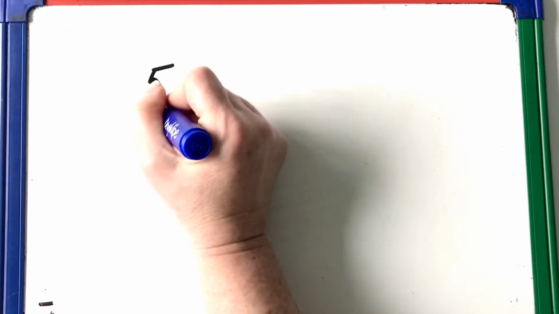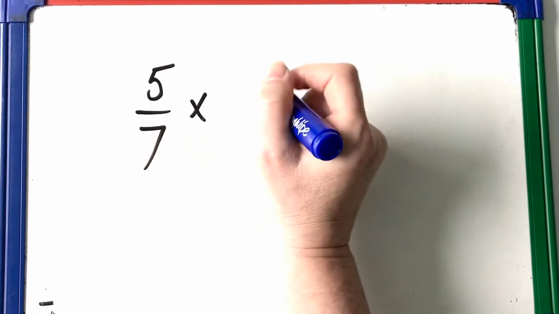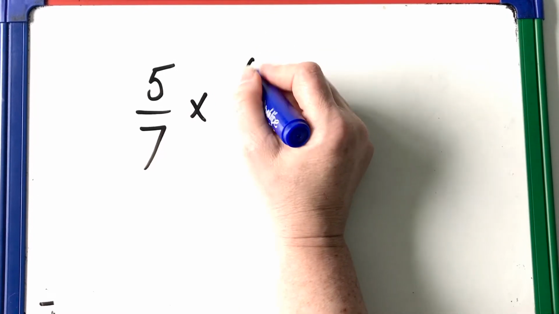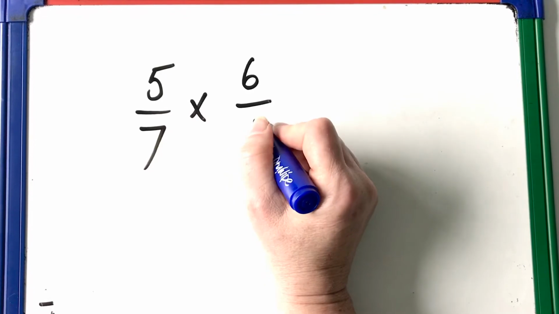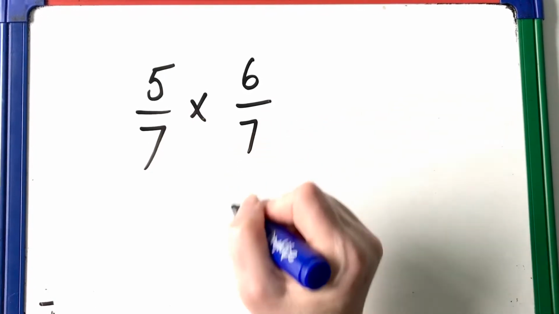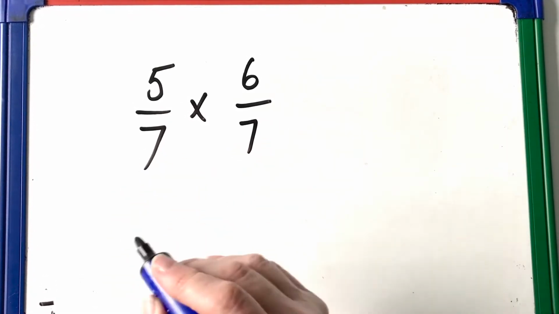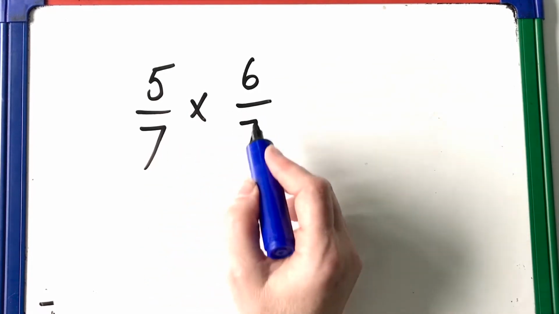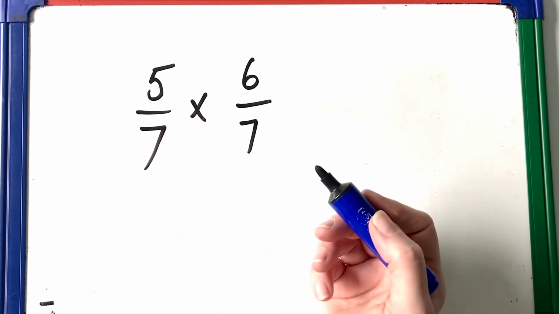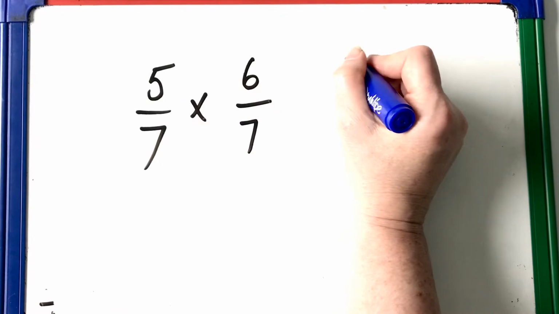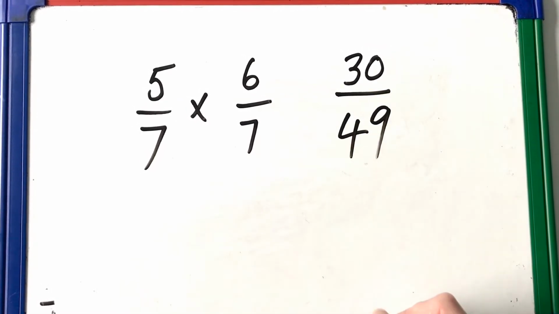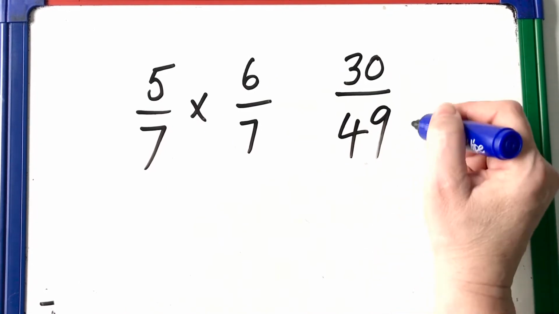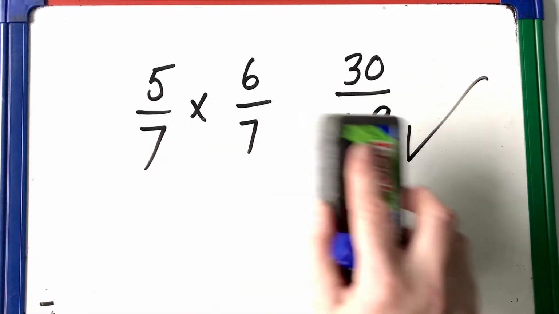So 5/7 of 6/7. We're multiplying, not adding, remember. If we're adding them, it would be 11 out of 7. But we're multiplying them. So 5 times 6 is 30. 7 times 7 is 49. No common factors. That's it. Nice and easy one. We don't have to cancel down.